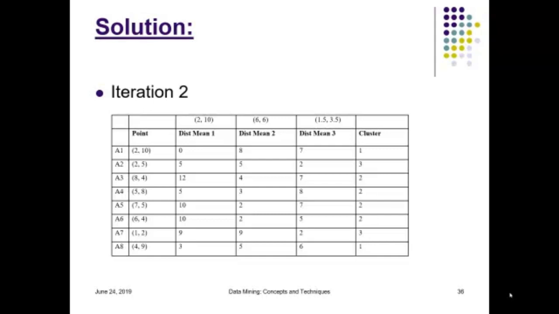But if you want to continue, this can be continued until the cluster centers become stable. That means the mean values are the same again and again. That means the cluster centers are stable. So we can stop this clustering algorithm at that point.